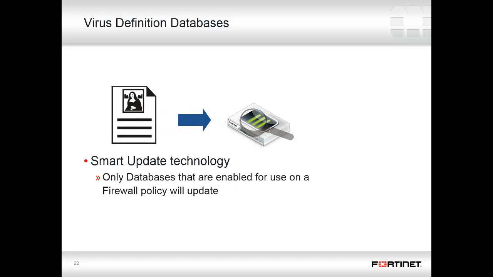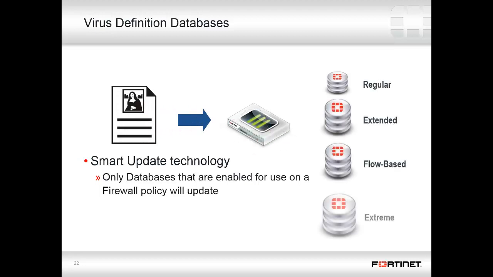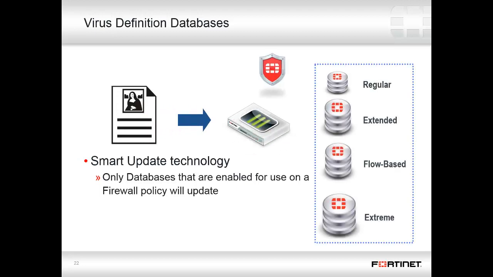Different FortiGate models have different types of databases available. All FortiGate devices have the regular AV database, which contains the common viruses that you will encounter. These are called in the wild, which are all the viruses detected in recent months and also the ones submitted by Fortinet users and partners.